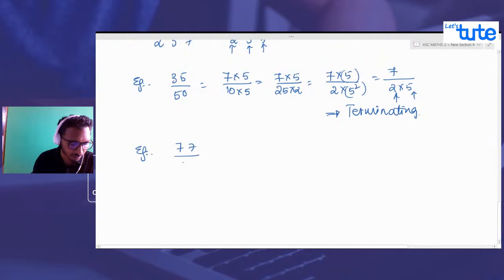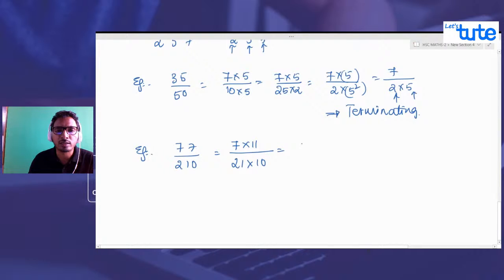77 upon 210. Okay, we have to check if it is terminating or non-terminating. We can write 77 as 7 multiplied by 11. Both are prime numbers. And 210 as 21 multiplied by 10. 7 multiplied by 11 upon 21 multiplied by 2 into 5. So here we see that 7 threes are 21. So this becomes 11 upon 2 multiplied by 3 multiplied by 5.